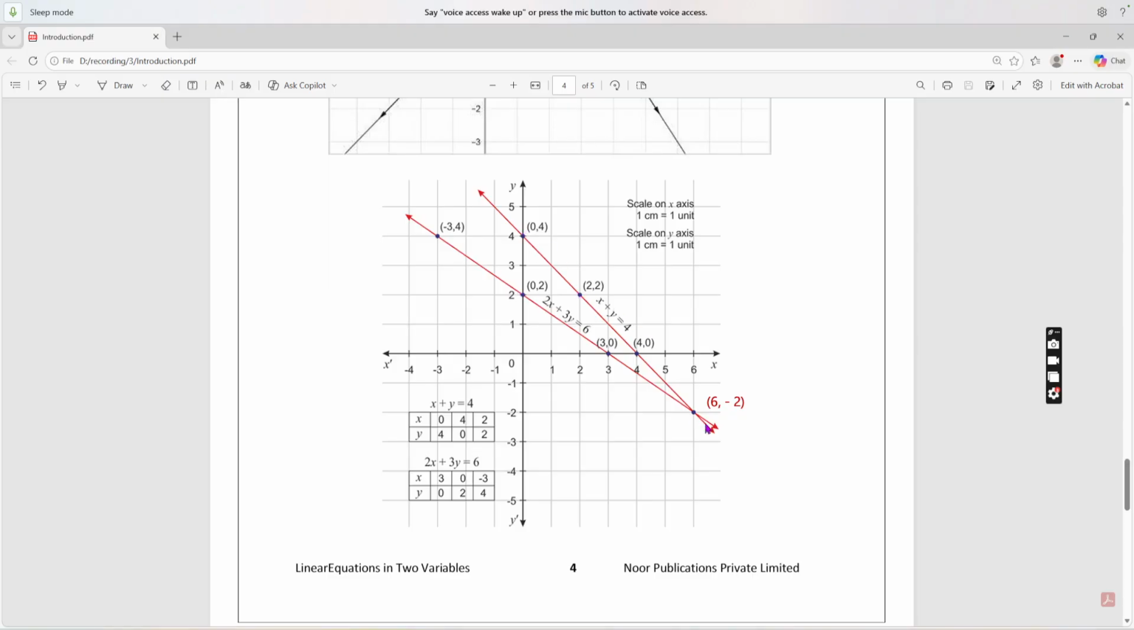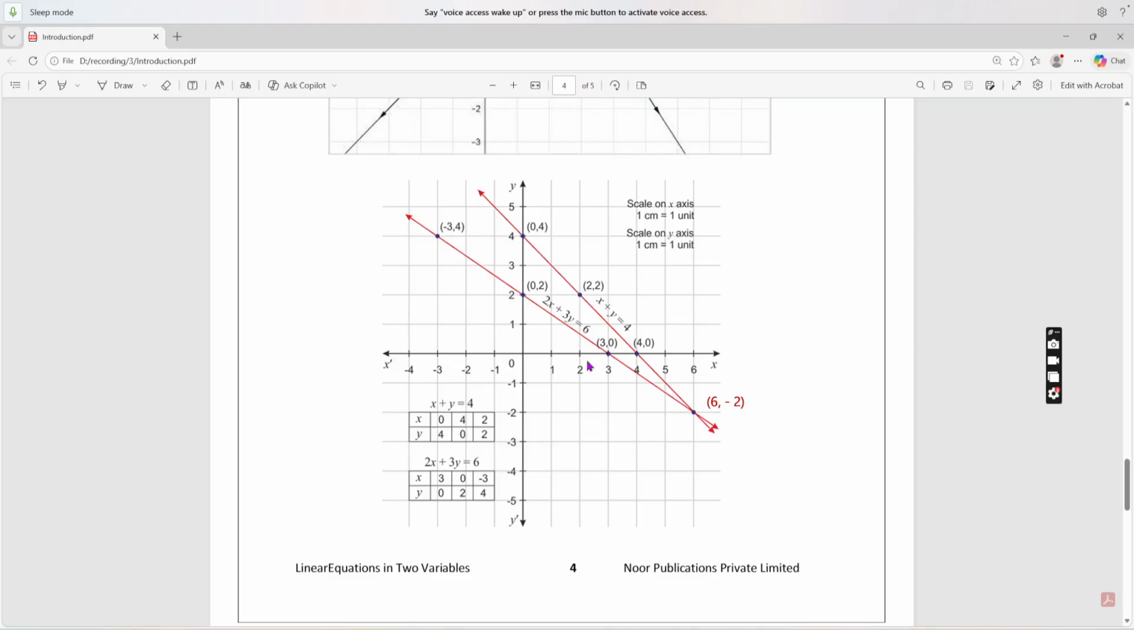Now we see next, 2x plus 3y is equal to 6. Now instead of x, we are going to put 3. So 2 times 3 is 6, plus 3y is equal to 6. So 3y is equal to 6 minus 6, that is 0. So first point is (3, 0). Now we can see this. It is (3, 0). So it is 1, 2, 3.